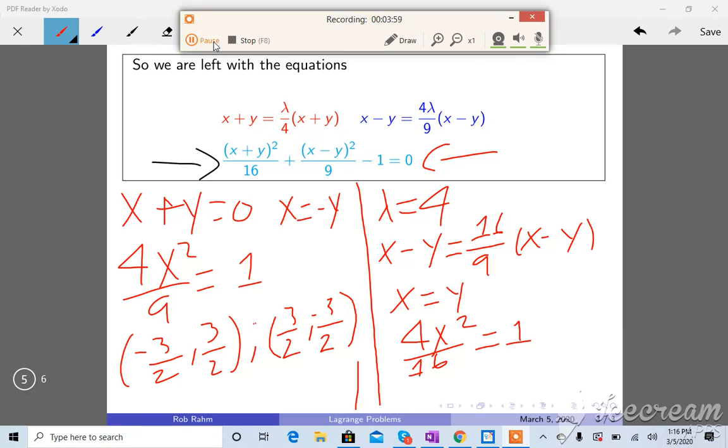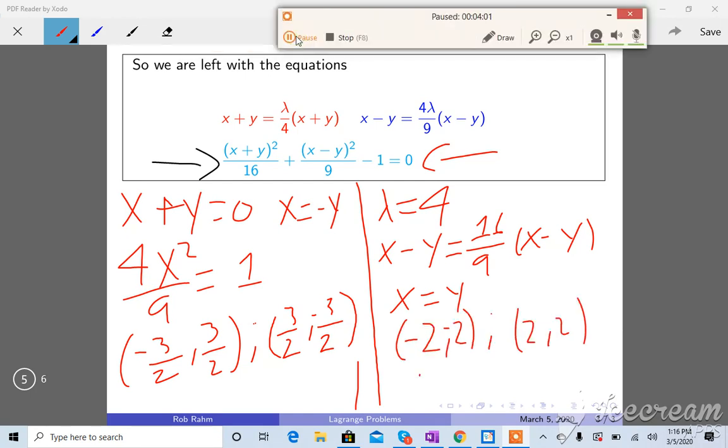I'm sorry, what I meant to say is the solutions that we get: x is equal to plus or minus 2. Since x is equal to y, if x is equal to minus 2, y is equal to minus 2. If x is equal to 2, then y is equal to 2.